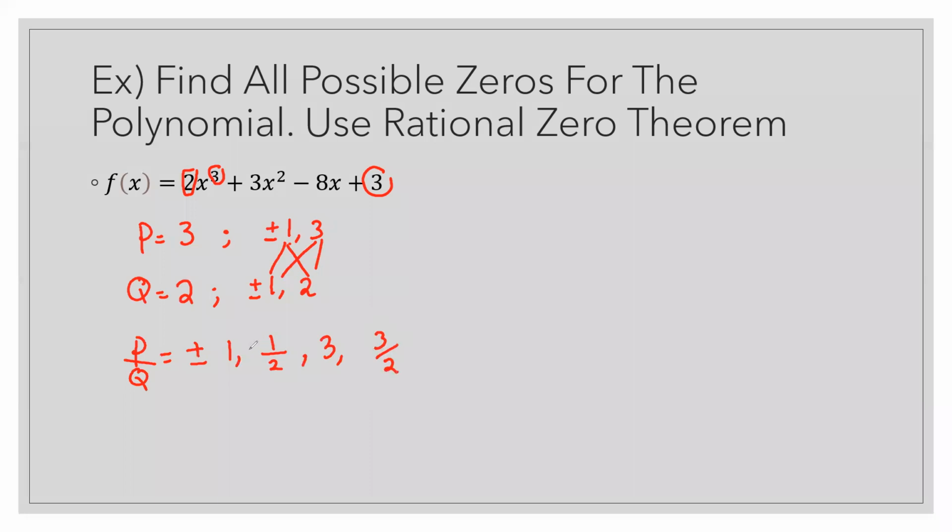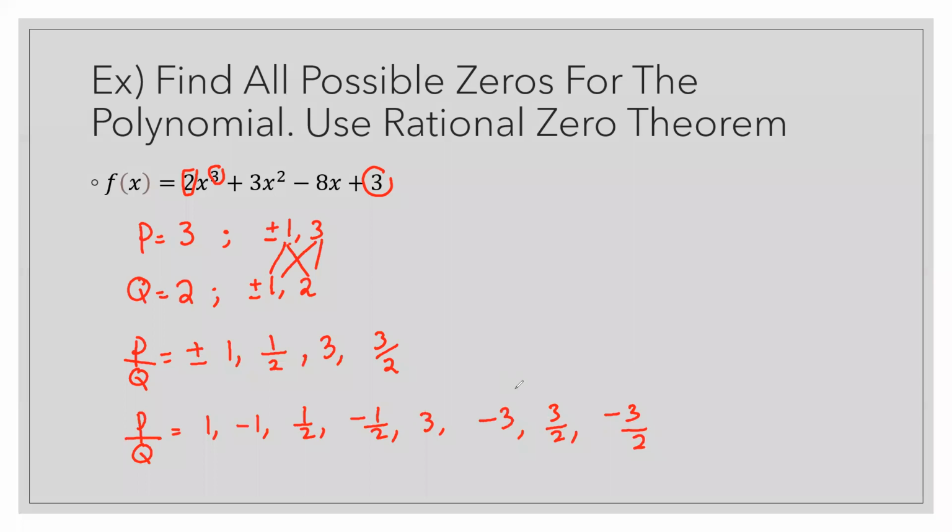Now, it looks like 1, 2, 3, 4. We actually have 8 because remember the plus or minus. So in reality, you don't have to write it out like this because we have that plus or minus. But in reality, it's actually 1, negative 1, 1/2, negative 1/2, 3, negative 3, 3/2, and negative 3/2, right? So these are all your possible zeros.